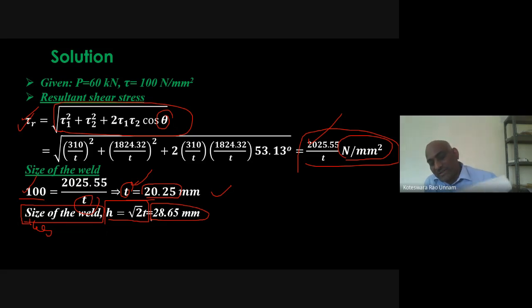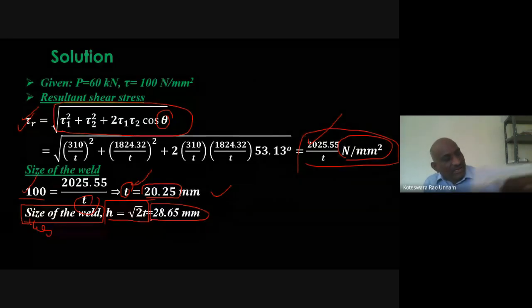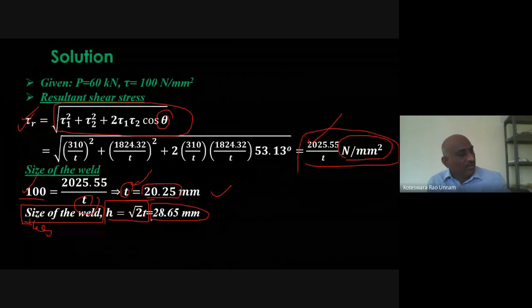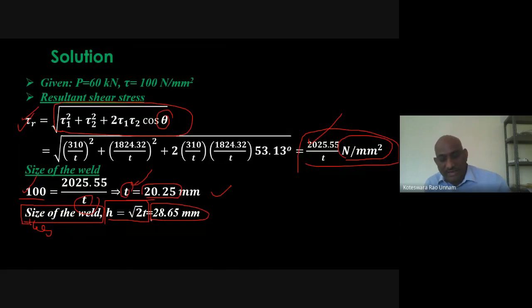In the next class, we'll consider another type of load, that is when the weld joints are subjected to twisting moment. If it is subjected to bending moment, how we can design the weld joints. We'll see that in the next class.